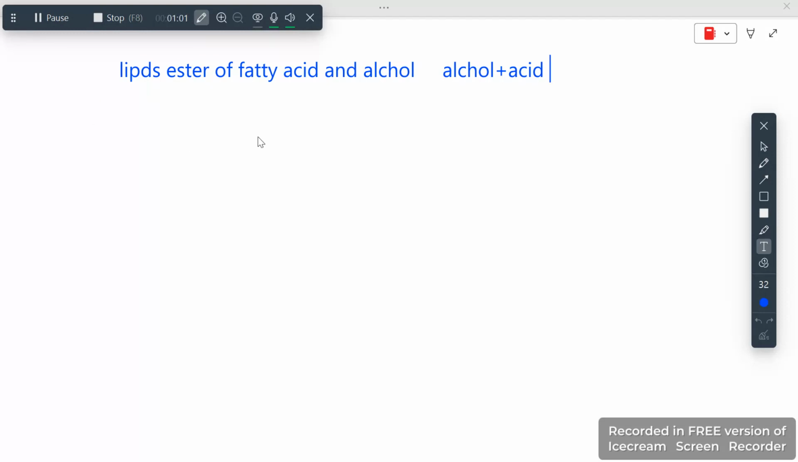Now here the question arises: what is what? I've just written fatty acid and this is alcohol. I've written alcohol but that's glycerol. Sorry for that. So now the question arises, what is glycerol?